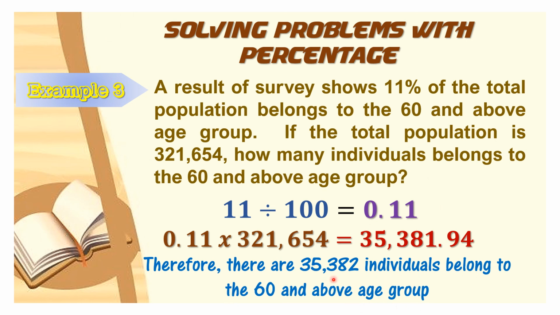So we use here the whole number. We round it off to the nearest ones because we're dealing with a group of people. So there is no decimal value for that.